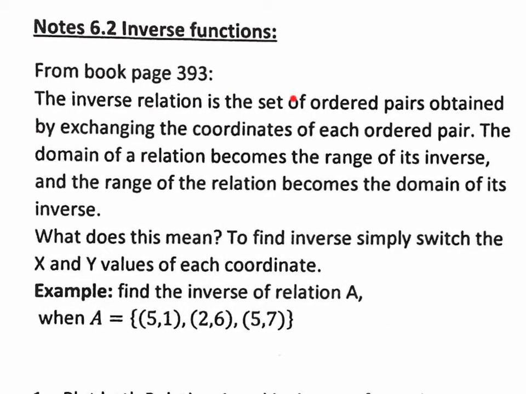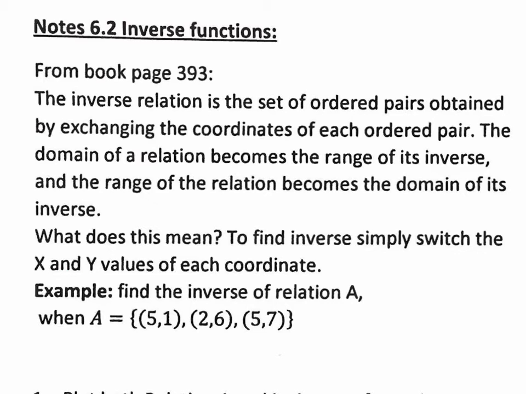The inverse relation is the set of ordered pairs that is obtained by exchanging the coordinates of each ordered pair. The domain of a relation becomes the range of its inverse, and the range of a relation becomes the domain of its inverse. What the heck does that mean? It simply means this. To find the inverse, all you got to do is switch the x and the y values.